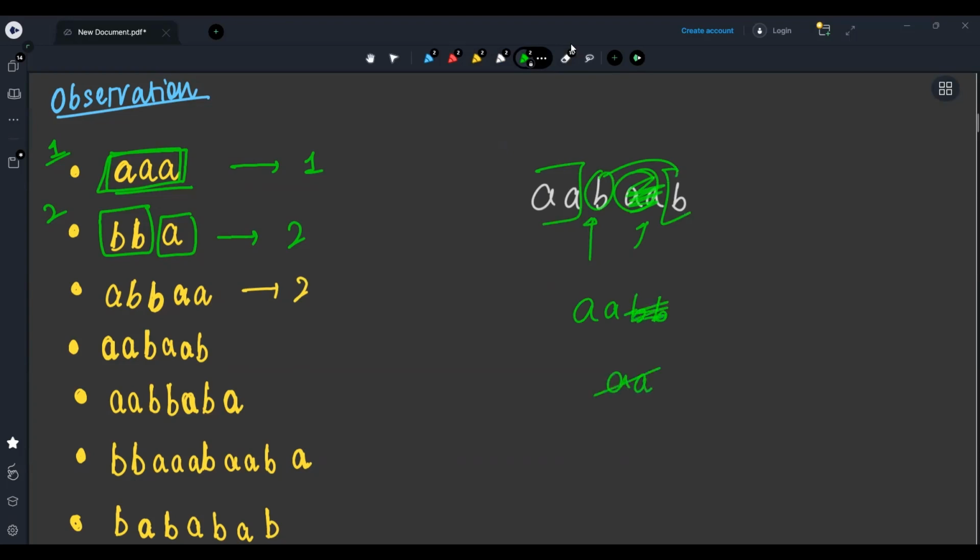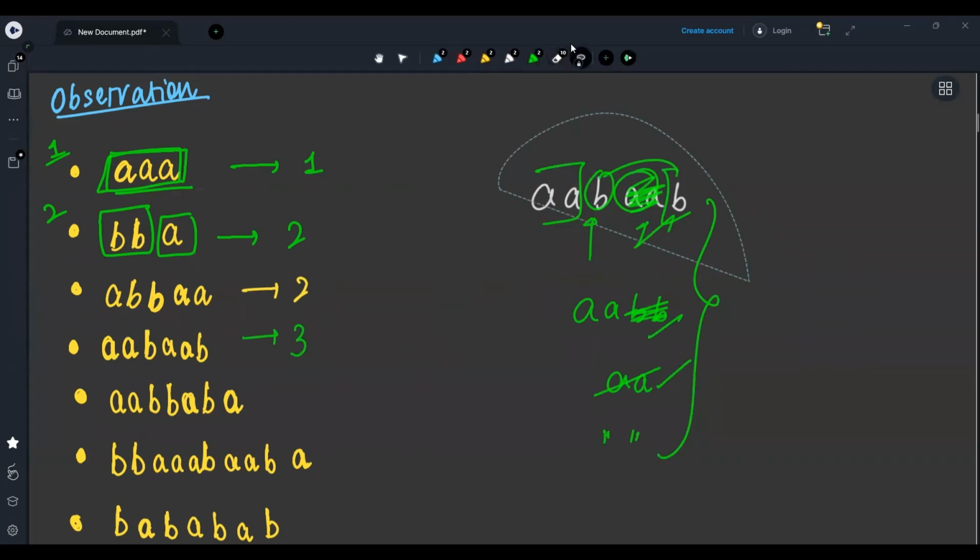This will become AA. Let's say I remove this. This will make the string empty. So within three operations, I am able to achieve this. Now, let's take another string.